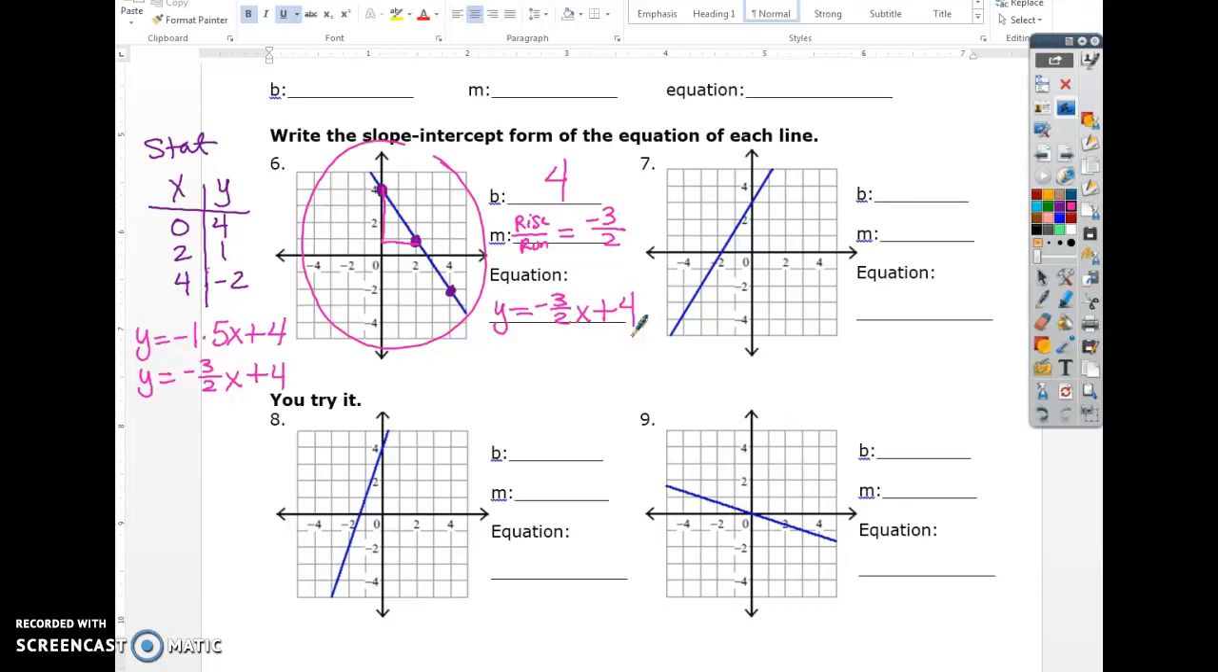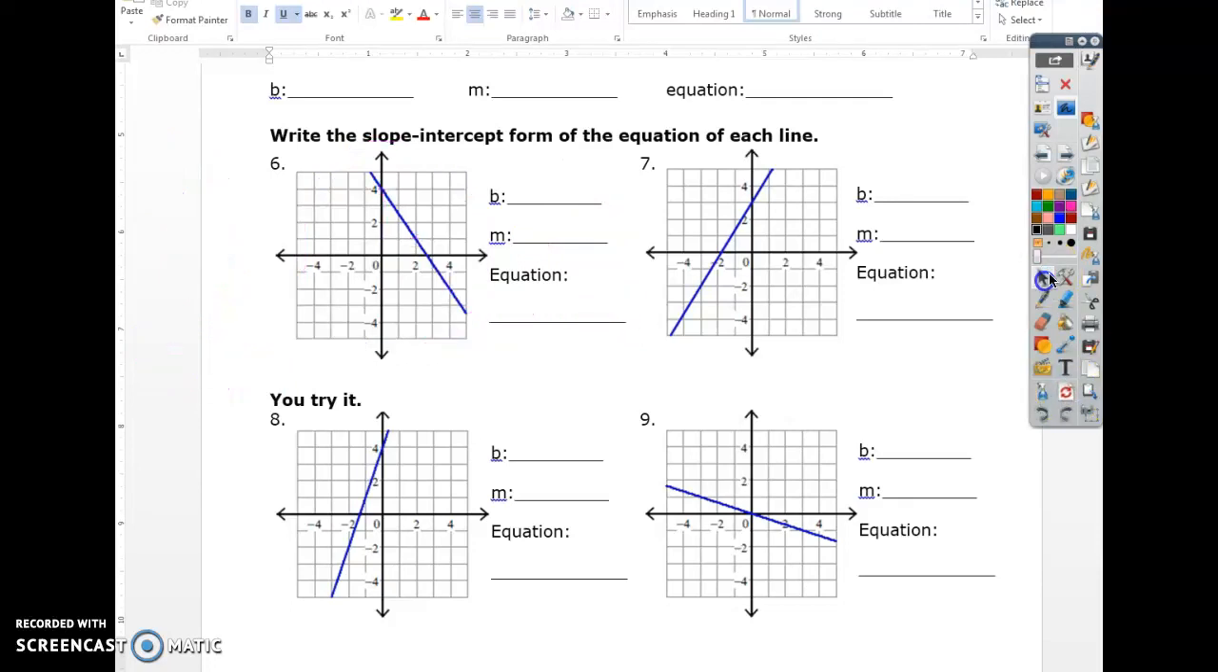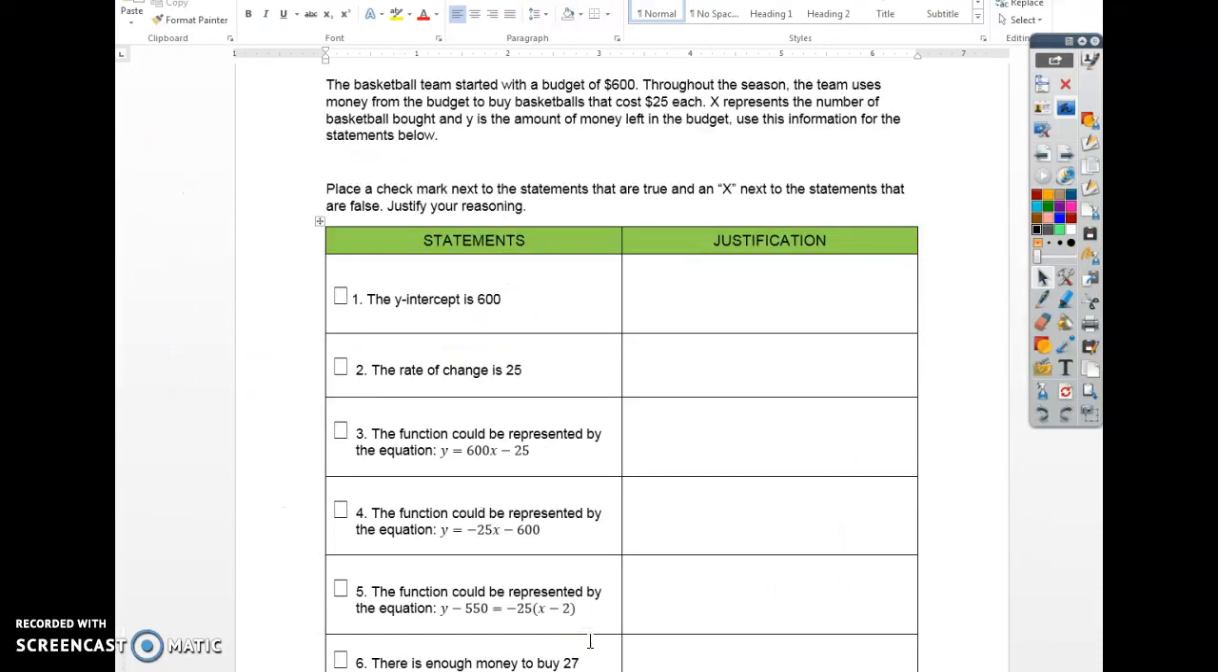On the back sheet, they start you off with a scenario. You have to write the equation down, put in y equals, and do all that stuff to see if these statements are true or false. So it says that the basketball team started with a budget of $600. So they started with, so that's my y-intercept. Is it a positive number or a negative number? Positive number. So y equals positive $600 that they started with.